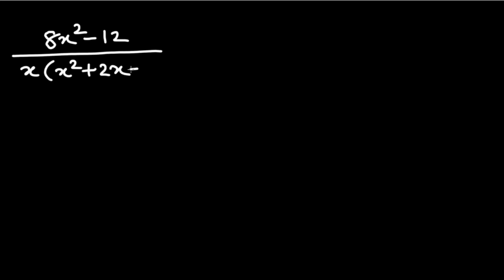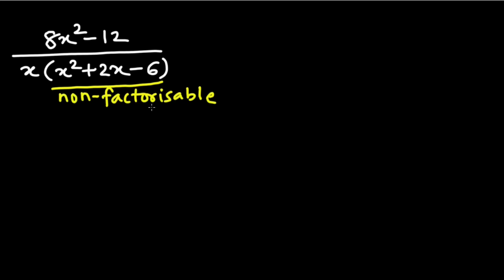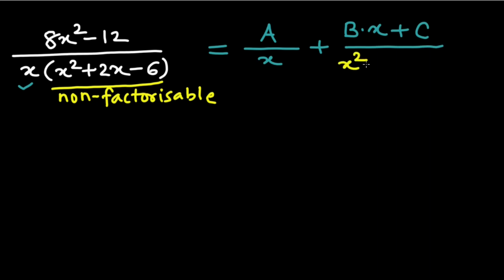Decompose (8x² − 12) by x(x² + 2x − 6) into partial fractions. We observe that the quadratic factor here is non-factorizable. That is, it cannot be further factorized. So in this case, we write A by the first factor x, and above this quadratic factor, we write (Bx + C) by x² + 2x − 6.